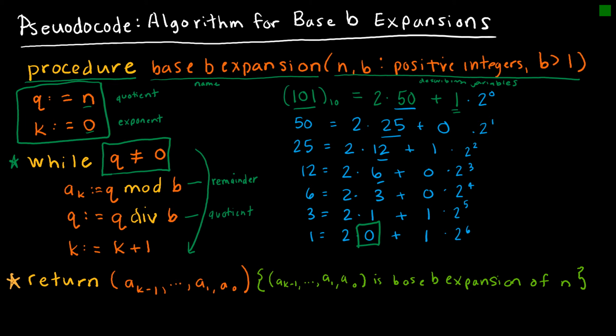So I'm going to say a to the k minus 1 is 1 times 2 to the sixth. And it's also going to give me 1 times 2 to the fifth. And it's going to give me 1 times 2 to the fourth, or sorry, 0 times 2 to the fourth, etc., etc., etc. And so basically that is going to be the outcome, which is the base B expansion. So hopefully we sort of understand the pseudocode for this algorithm.